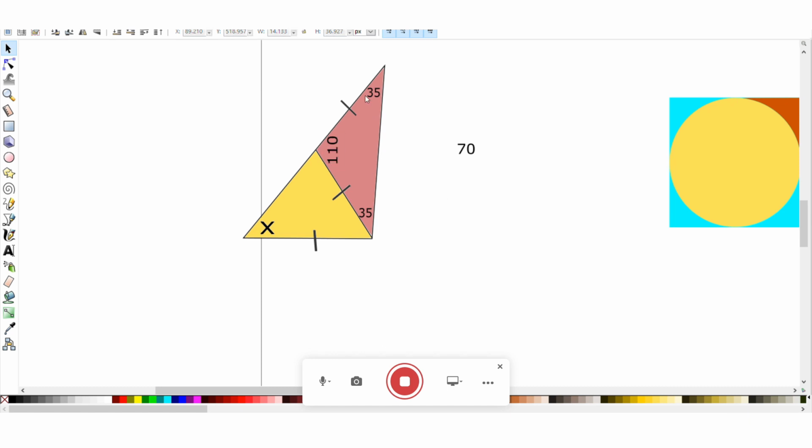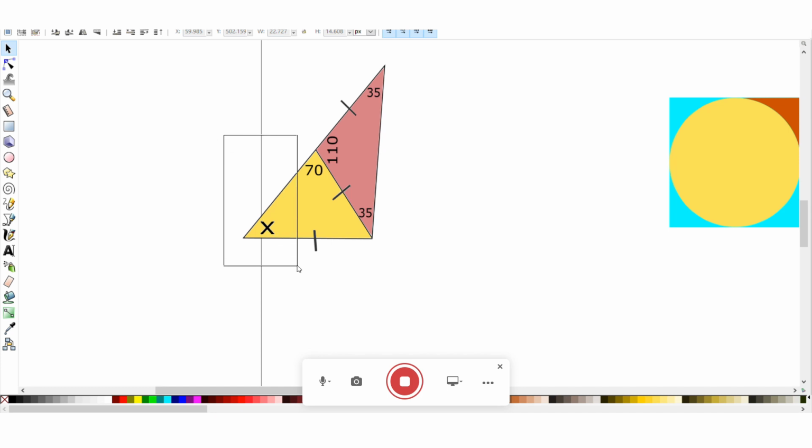But from here all the way to here, that's a straight line. Remember, on a straight line, the total amount of angles add up to 180. So if here's 110, then over here has to be 70 degrees, because 110 plus 70, which gives you the straight line, adds up to 180 degrees. But you're asking us to find angle x.